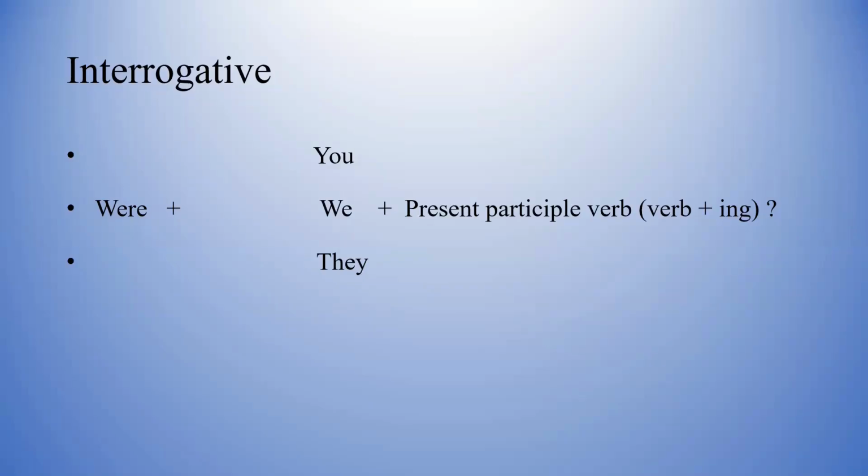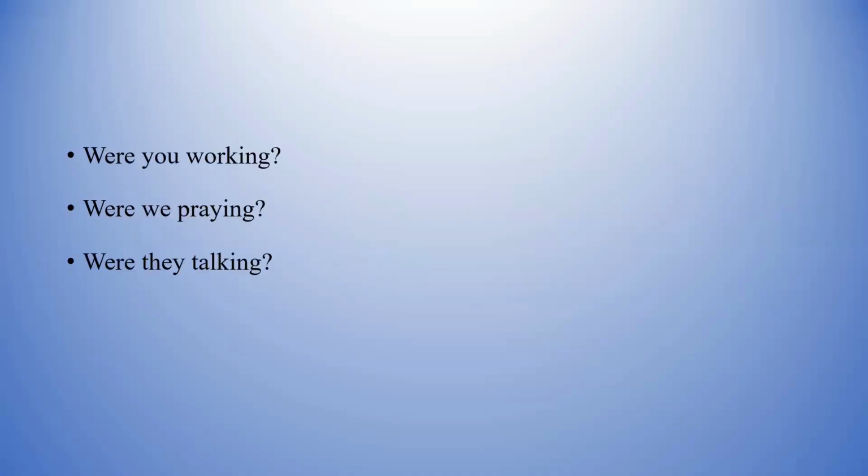If the subjects are you, we, and they, we don't use was. Instead of was, we use were. Then we take were to the front and keep the sentence as it is. Look at the examples. Were you working? Were we praying? Were they talking?